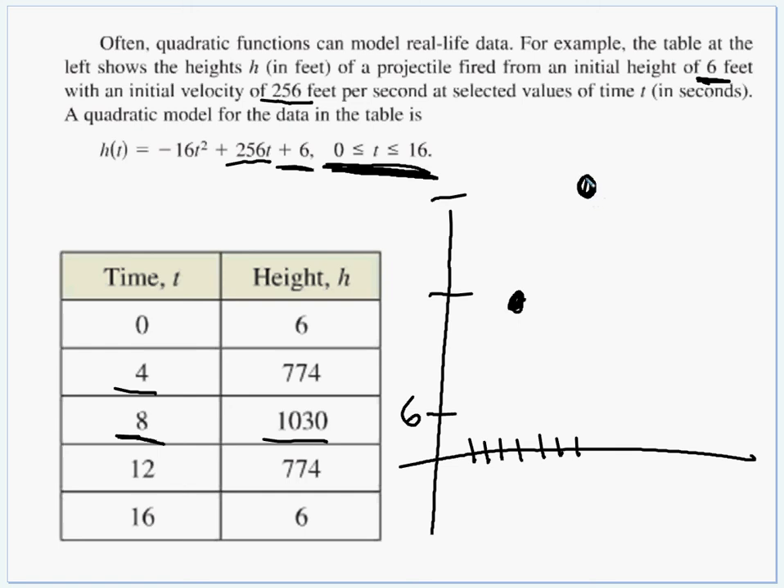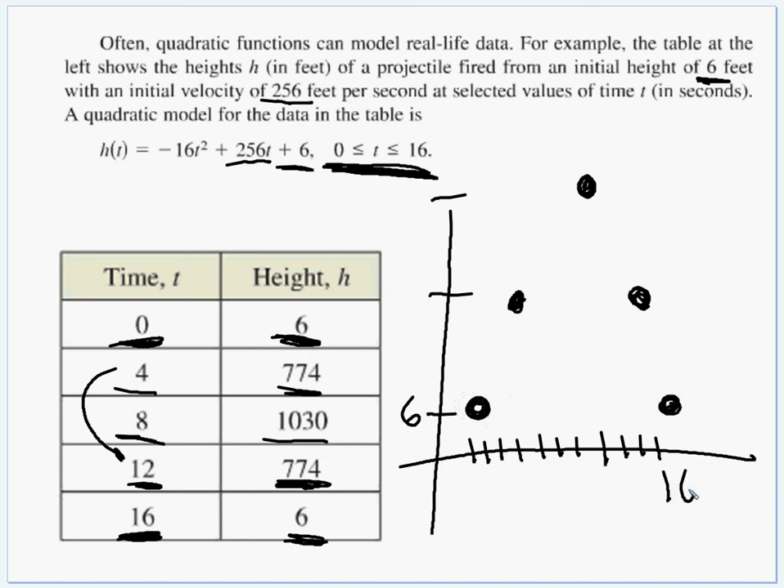1,030, and we're way up here. Now notice when we come here at 12 seconds, so we go 4 more seconds in, and we're back down to the same height at 774. So our dot here will be at the same height as that one. And then we started at 6 feet off the ground, and here at 16, we're back to 6 feet off the ground. So at time 0, we were 6 feet. At time 16 seconds, we're back.